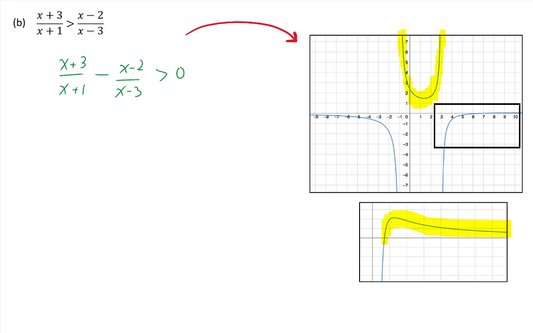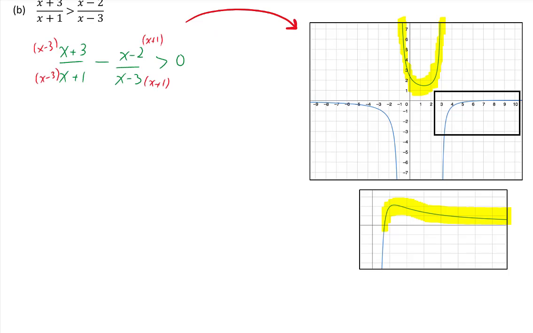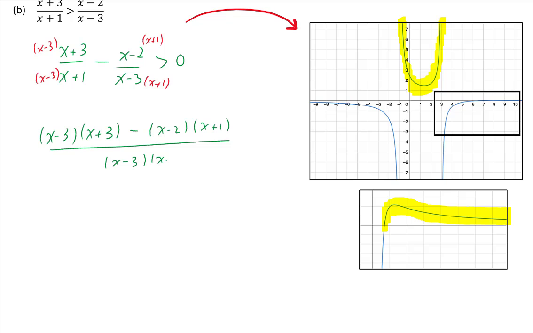So now we need to find a common denominator so we can make one term. The first rational expression is missing an x minus 3 in its denominator, so we're going to multiply top and bottom by x minus 3. And our second rational expression is missing an x plus 1. So now what I have is x minus 3 times x plus 3 minus x minus 2 times x plus 1. That's our numerator. Denominator is x minus 3 over x plus 1. And we want to solve for when this is greater than 0.